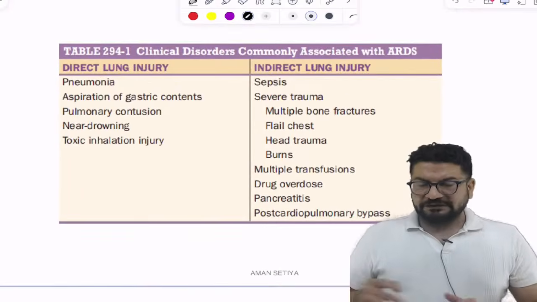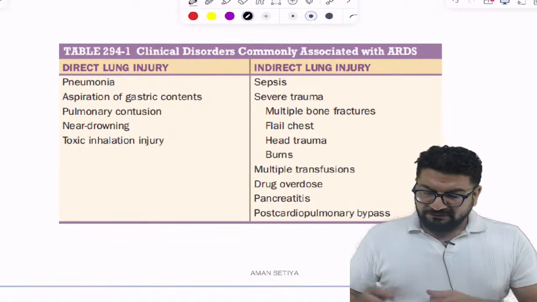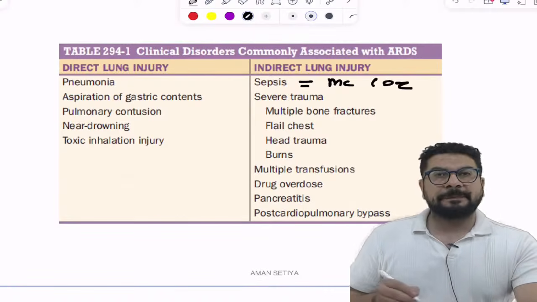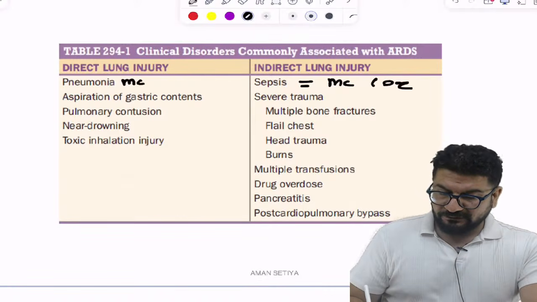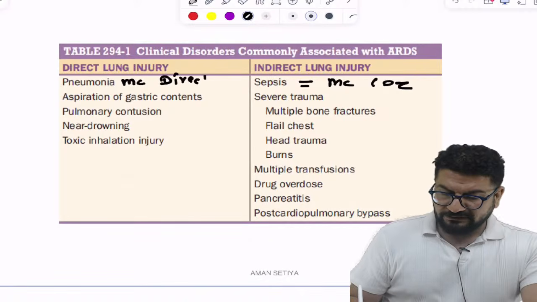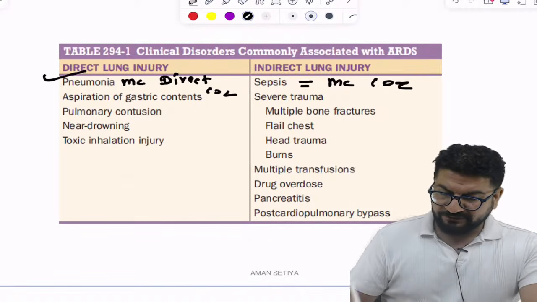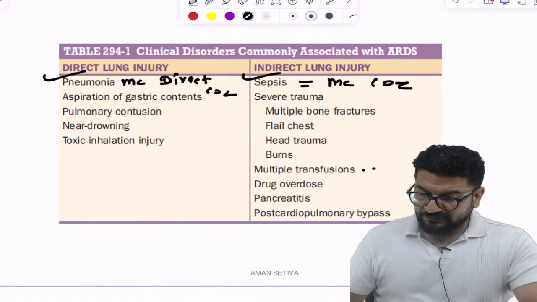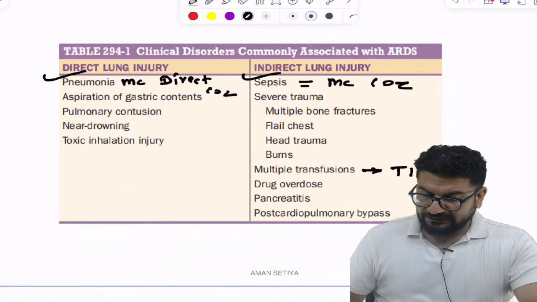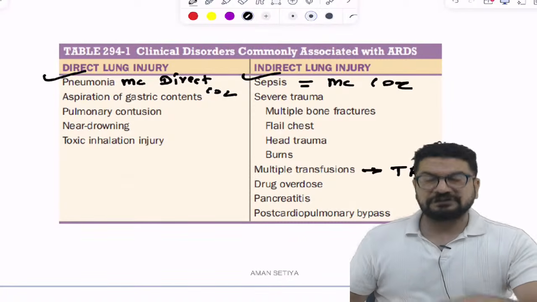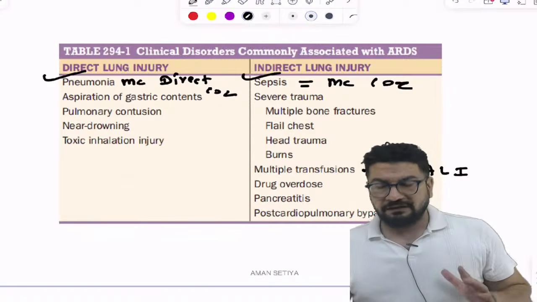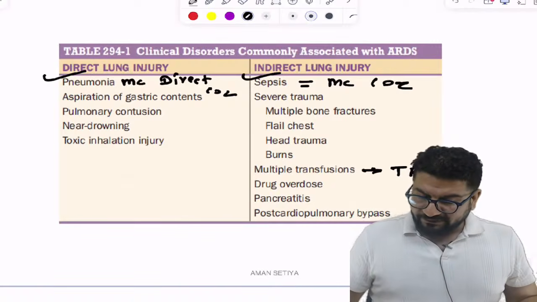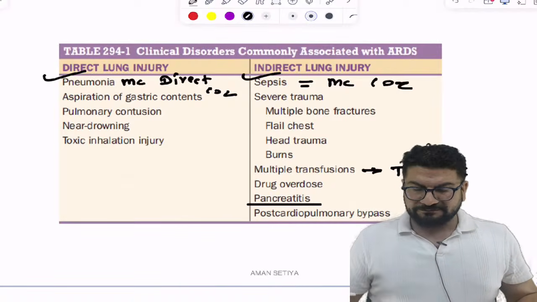ARDS, they ask you, can occur because of any direct or indirect cause, but the most common cause of ARDS is sepsis. If you ask me the most common direct cause of ARDS, it will be pneumonia. What else do they ask in the paper? They ask it can occur because of multiple transfusions, which we call TRALI, transfusion associated acute lung injury. TRALI is a type of ARDS. Then sometimes they ask it can occur after pancreatitis. So these are 4 things they ask in exam.